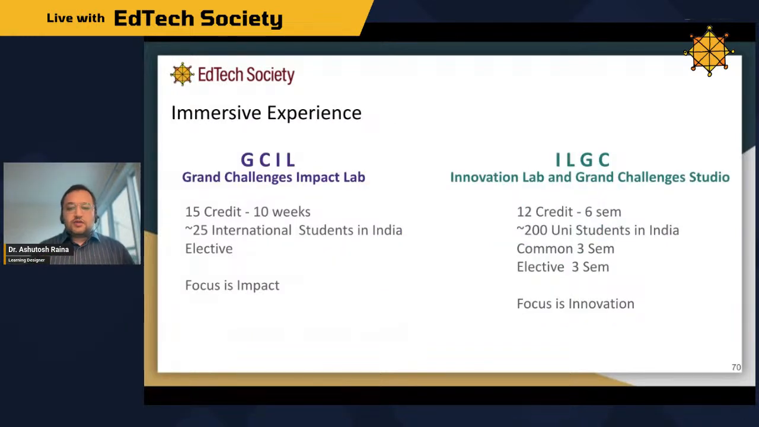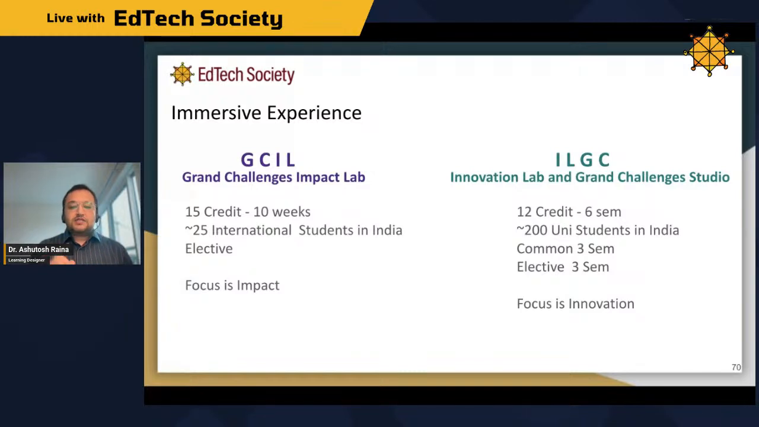So just to give you a brief idea about the courses, the Grand Challenge Impact Lab, which is the GCIL course, is a 15 credit course, runs for 10 weeks. It usually takes around 20 to 25 students, which are international students who come to India. This is an elective course, and the focus of the course is impact, right?